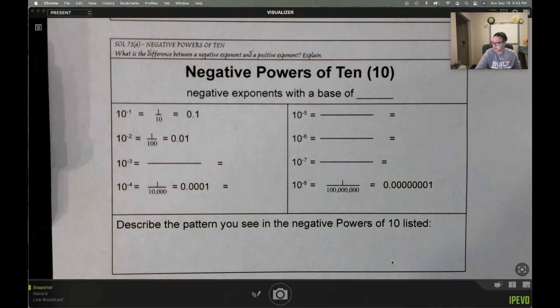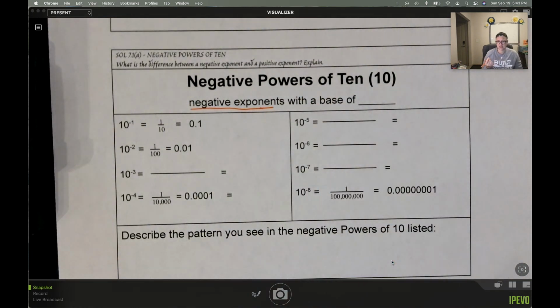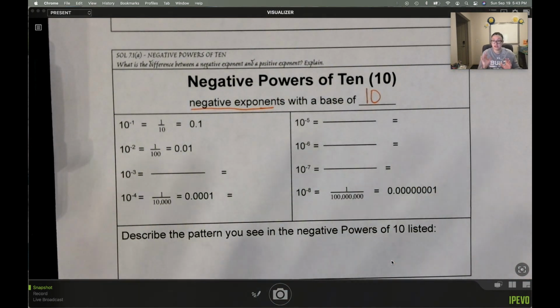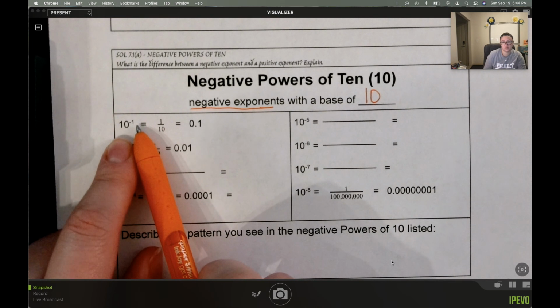So with negative powers of 10, things are looking the exact same. It's just now we're going to have negative exponents instead of positive exponents. Our base is still going to be 10, still 10 raised to some power. And we're going to see what negative exponents do to our numbers. So first you'll see we have 10 to the negative 1.